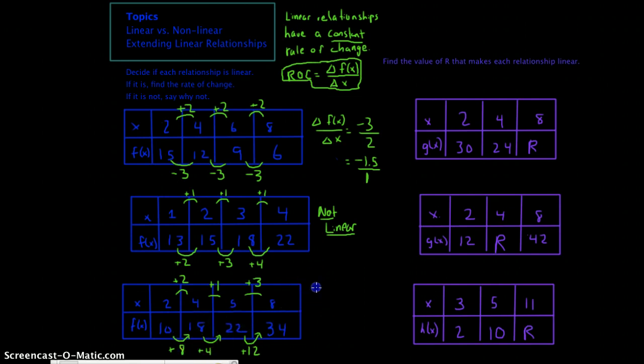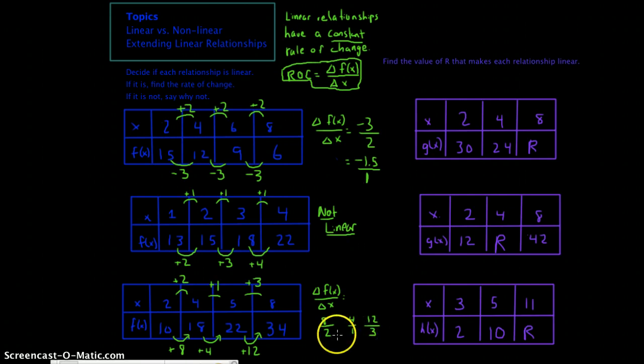But let's check our formula. We're going to do our change in outputs divided by the change in inputs. So the outputs are 8 in output to 2 in input, 4 in output to 1 in input, and 12 in output to 3 in input.